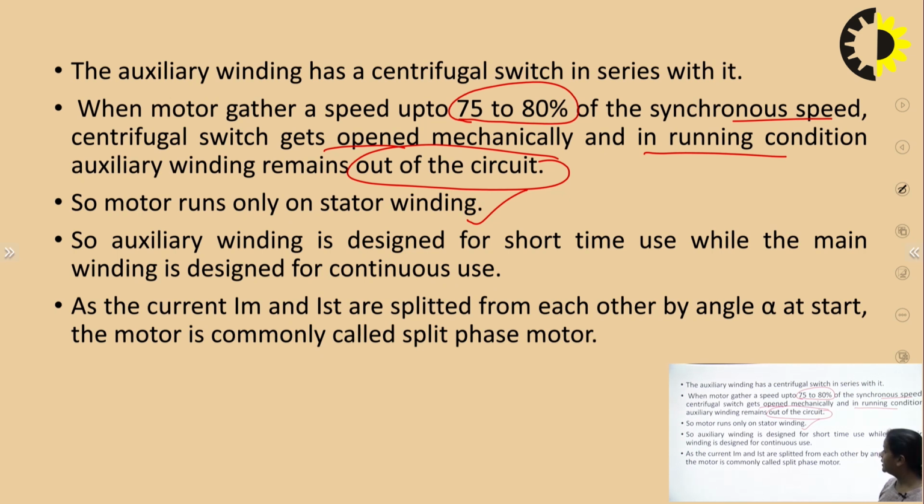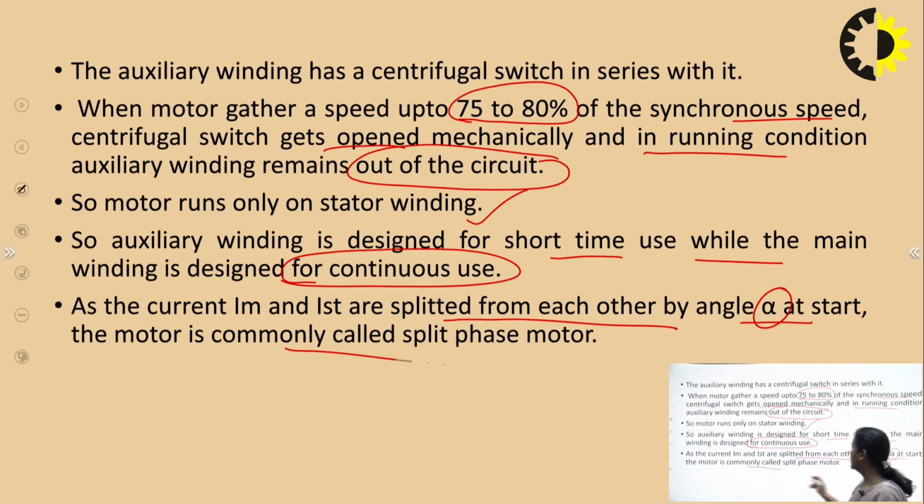The auxiliary winding is designed for short time use, while the main winding is designed for continuous use. As the currents IM and IST are split from each other by angle alpha at start, the motor is commonly called a split phase motor. That is why it is called split phase motor, because we are splitting the phases, right.